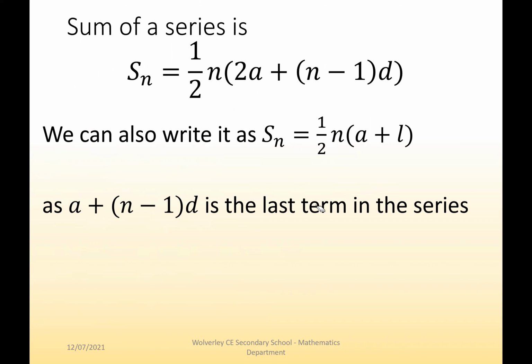Now, we can also write this formula as a half n (a plus l), because a plus n minus 1d is the last term in the series, and that might be an easier way for us to remember it.